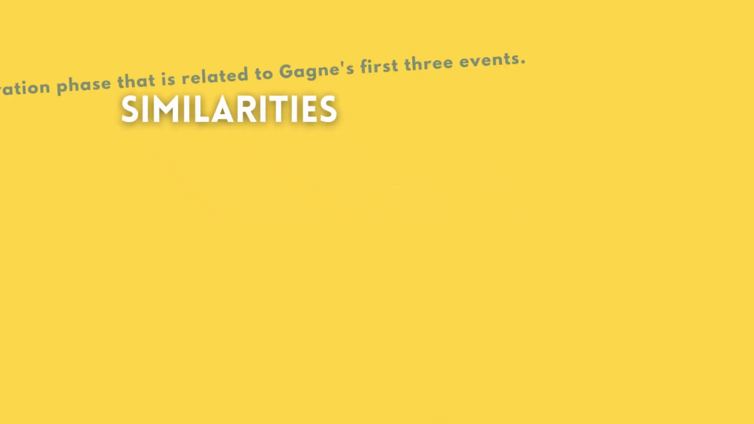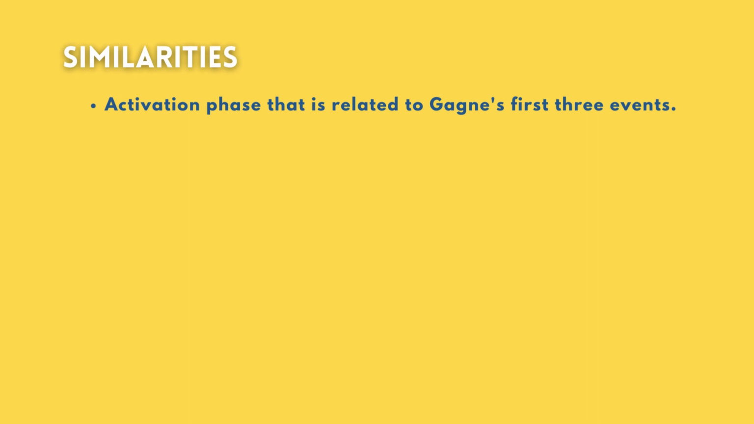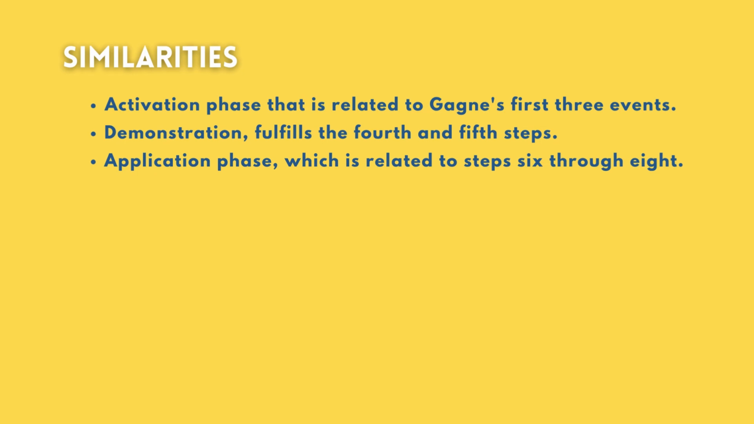Merrill's first principles is another systematic way of designing instruction and is similar to Gagne's framework, like the 9 steps. It has an activation phase that is related to Gagne's first 3 events. The next phase, demonstration, fulfills the 4th and 5th steps, followed by the application phase, which is related to steps 6 through 8. The last of Merrill's first principles, integration, is related to Gagne's last step. As you can see, both frameworks are similar, but of course, that doesn't mean they are the same.